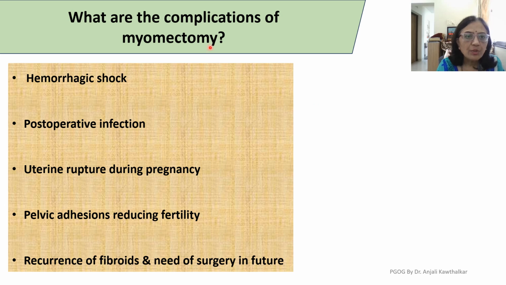What are the complications of myomectomy? Hemorrhagic shock is most important. Postoperative infection can occur. Uterine rupture can occur in subsequent pregnancy. It can lead to pelvic adhesions, reducing future fertility. The recurrence of fibroids and need for surgery in future is seen in around 10 to 15% of the patients undergoing myomectomy. That needs to be explained to a woman preoperatively, and accordingly consent should be taken.